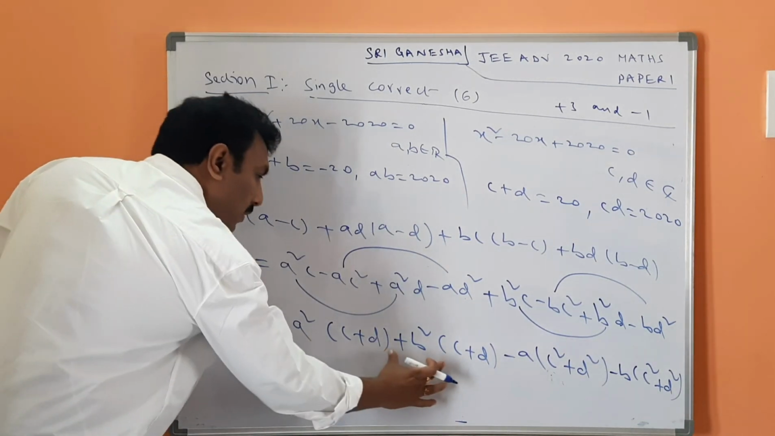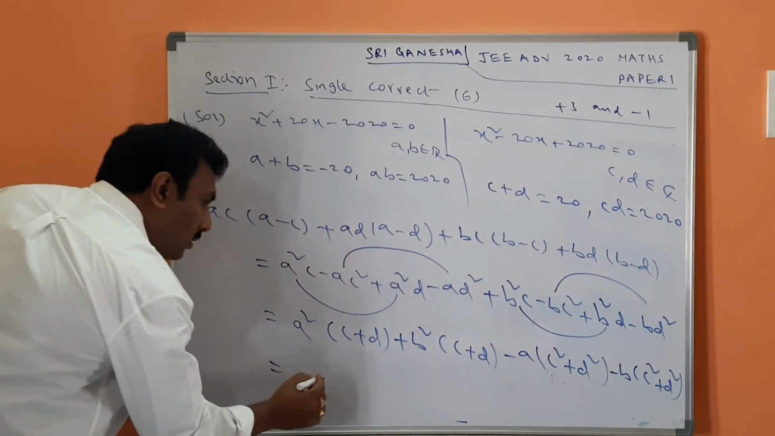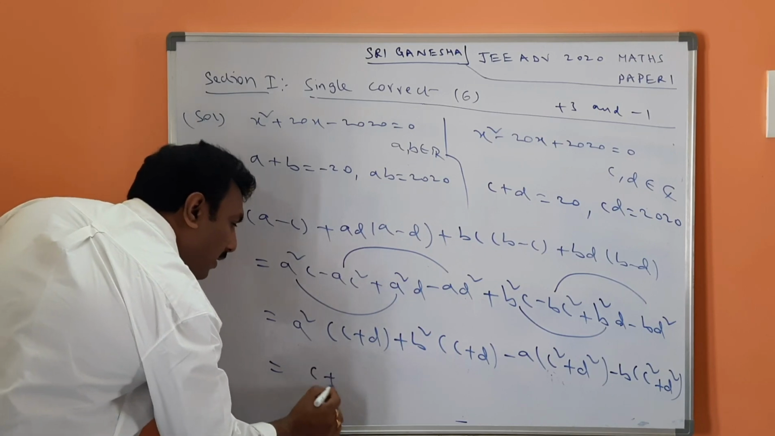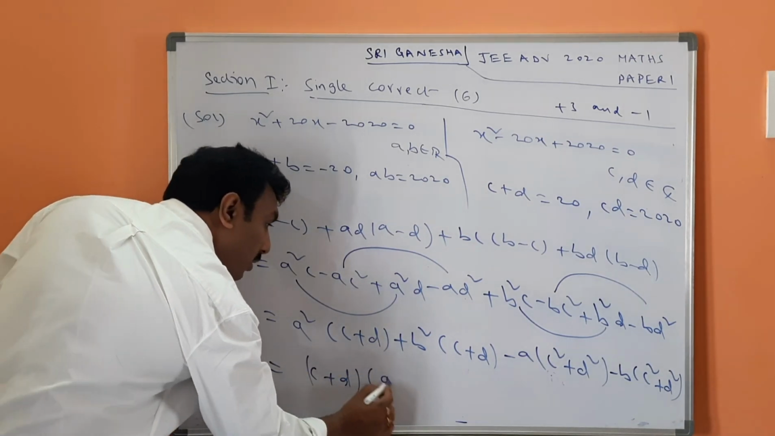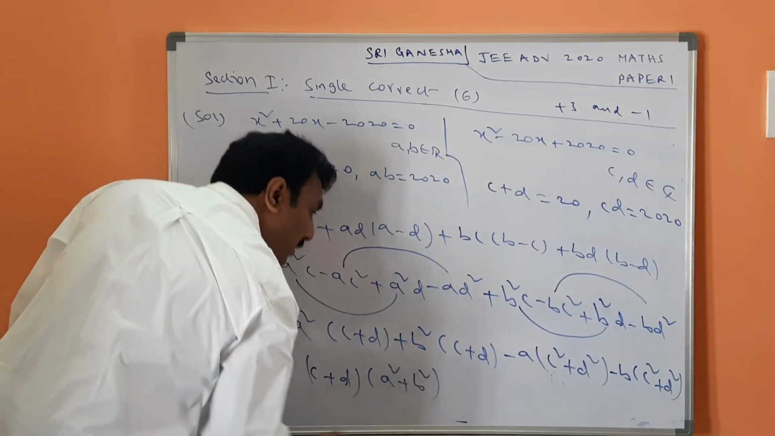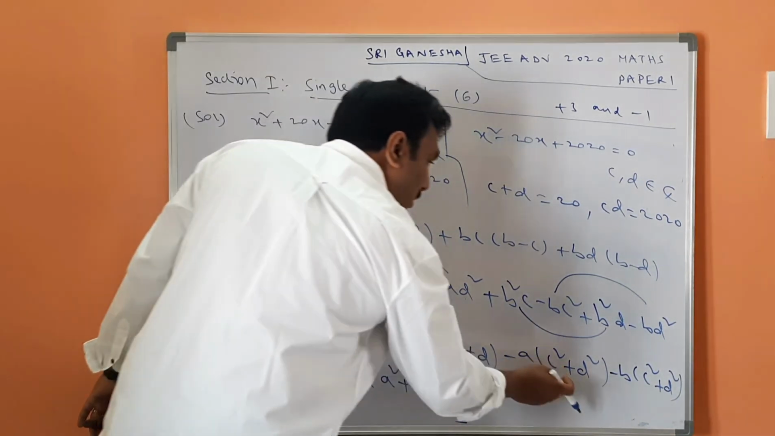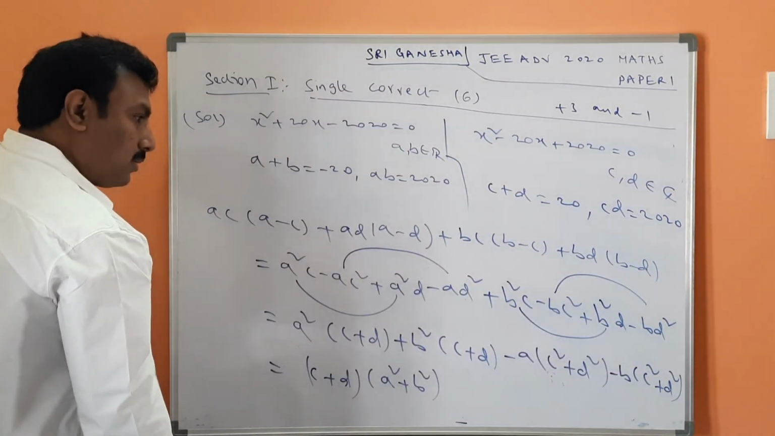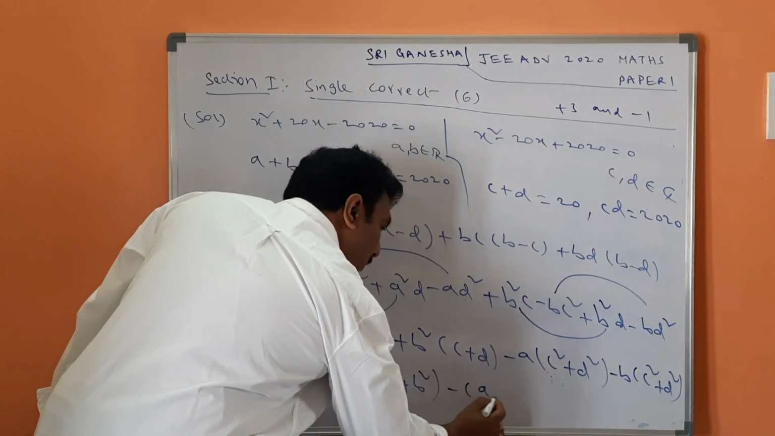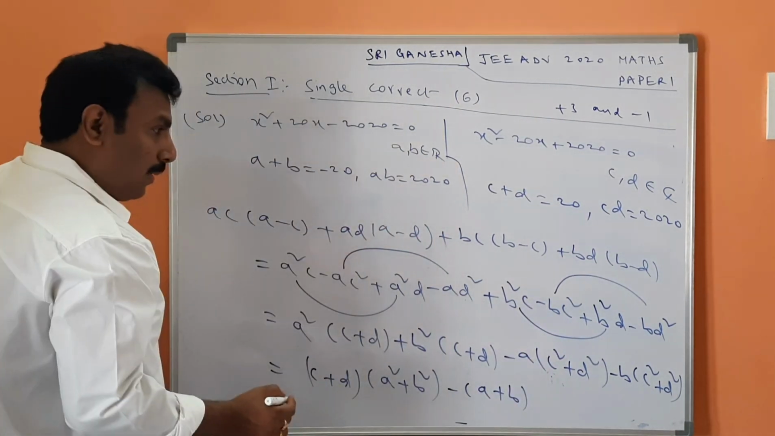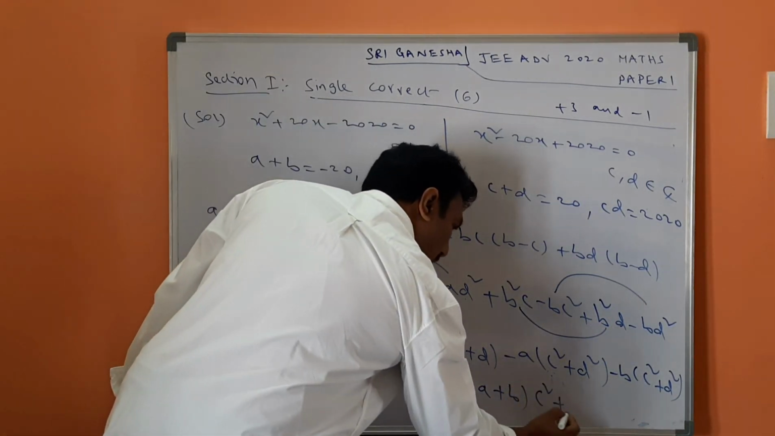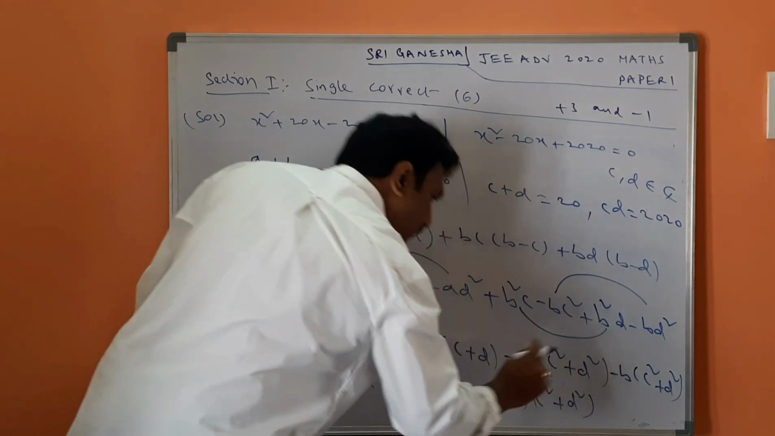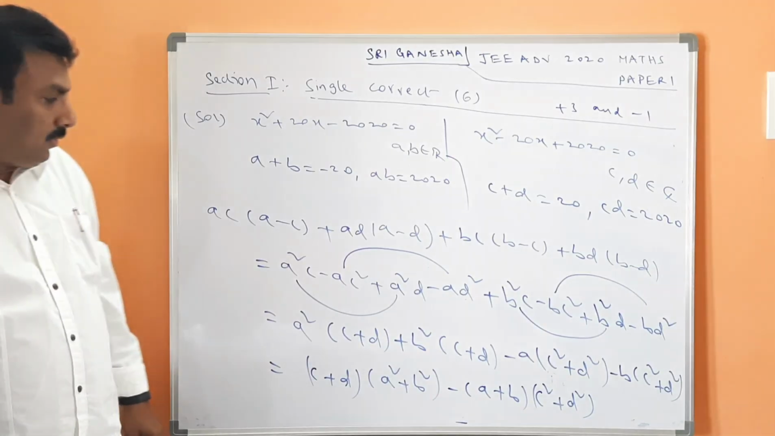Again, from the first two terms, c plus d common, we are having c plus d of a square plus b square. From the last two terms, we are having minus (a plus b) of c square plus d square. Okay, it is the final expression.